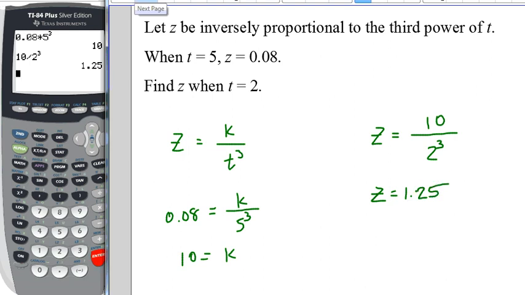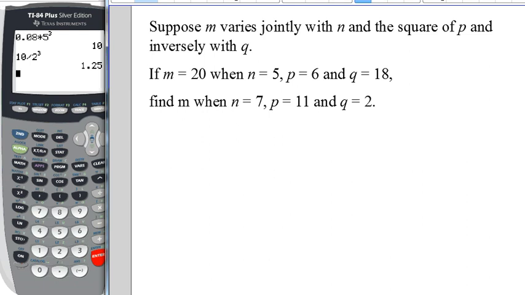All right, let's try another one. This one involves a few more variables, but it's the same process. So we start by writing the formula. We're told m varies jointly with n and the square of p. So let's get that part. M equals k n p squared. Remember, jointly is both directly, and inversely with q. So q goes down here. I have the first step done.